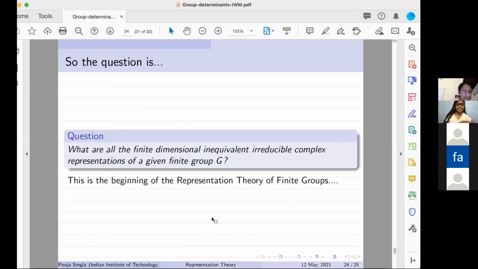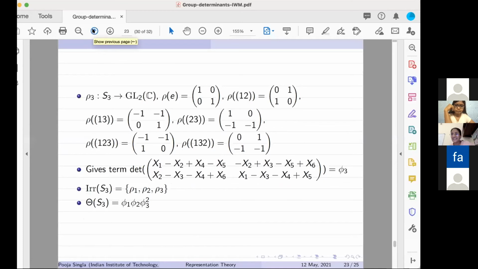So, Pooja, there is one question in the chat. How do we get the matrices where the elements of S3 are to be mapped? This is a question by Milton Saha. Okay, let's go back there. That's what I meant by saying that it is a hard question.